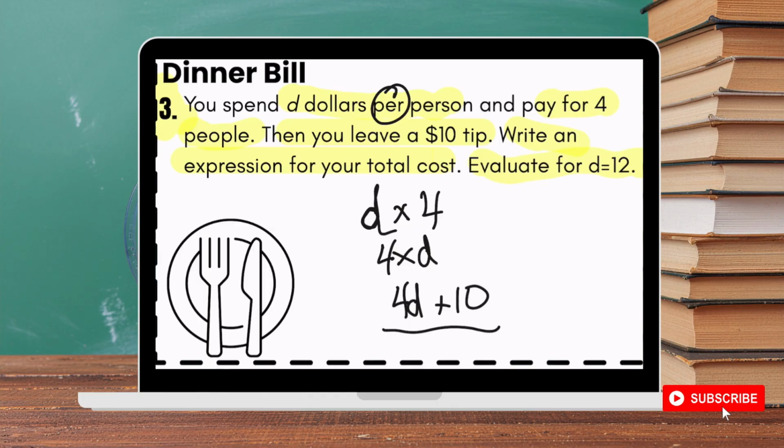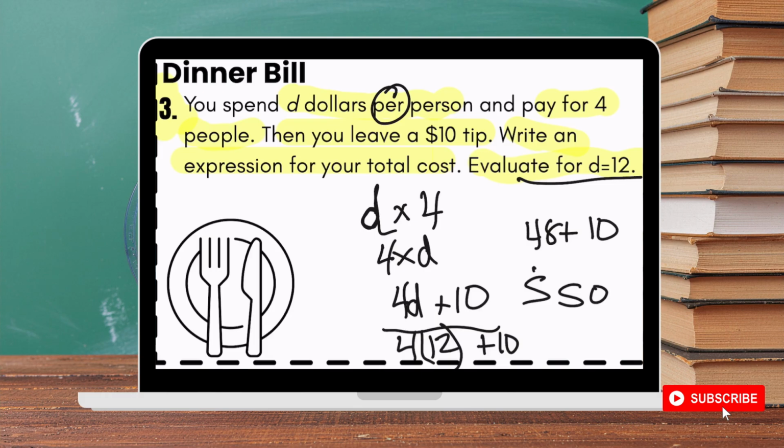So it's D dollars per person plus a one-time flat rate of $10 for the tip. I don't have to do a tip for each person. That's on the total cost of the bill. So our expression is 4D plus 10, and now I can evaluate it. D equals 12, so each person spent $12. I'm going to do 4 times 12, which is 48. And then 48 plus 10 gives me the total cost of $58.